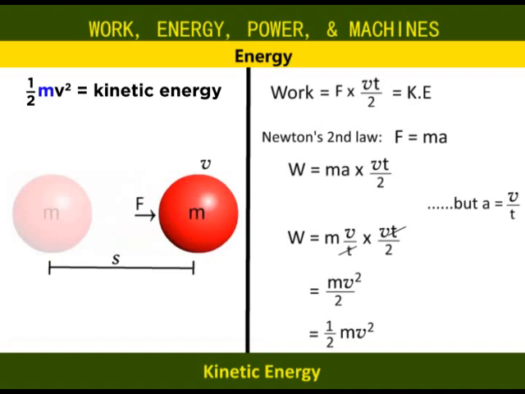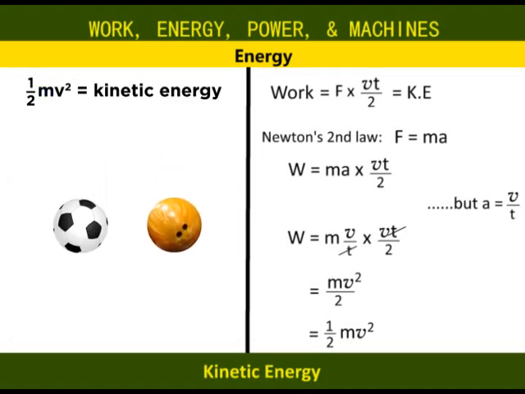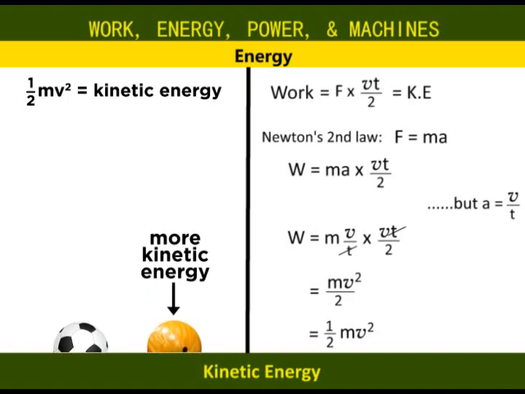Notice the presence of mass in the expression for kinetic energy. This means that if two objects with different masses are moving at the same velocity, the more massive object will have more kinetic energy.